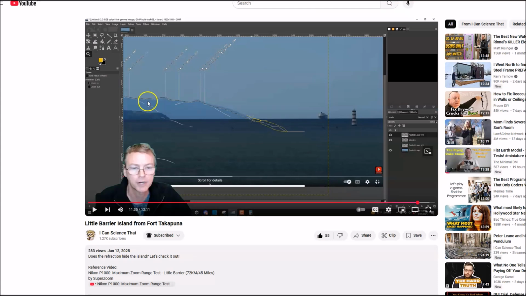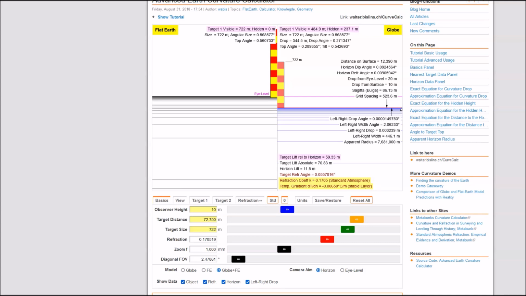I'll say one more thing here. I was looking at this final image from IconScience, and what we see, he overlaid Peak Finder imagery on the island and determined that the base of the island at the shoreline was approximately down here where I've got the mouse. And I wanted to point out that that's approximately a 40-60 distribution, 40% of the island hidden, 60% exposed, which does align nicely with what we saw on Bisland's calculator here with standard refraction.